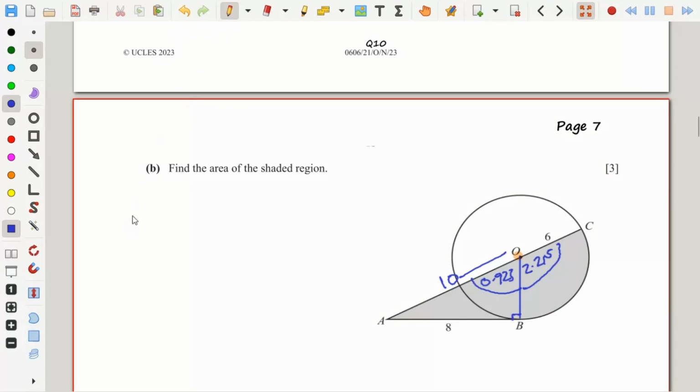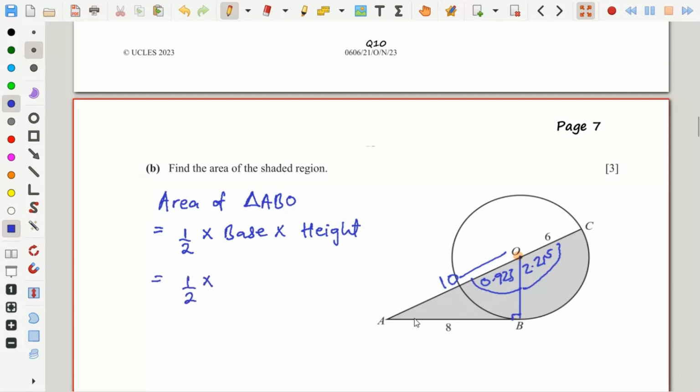So to start with, I can find the area of the right angle triangle. Area of triangle AOB. You know, this is the same as half times base times height. What is my base? That's AB. So it's 8. What is my height? My height is 6. It's the same as the radius. Okay. This should give me 24.